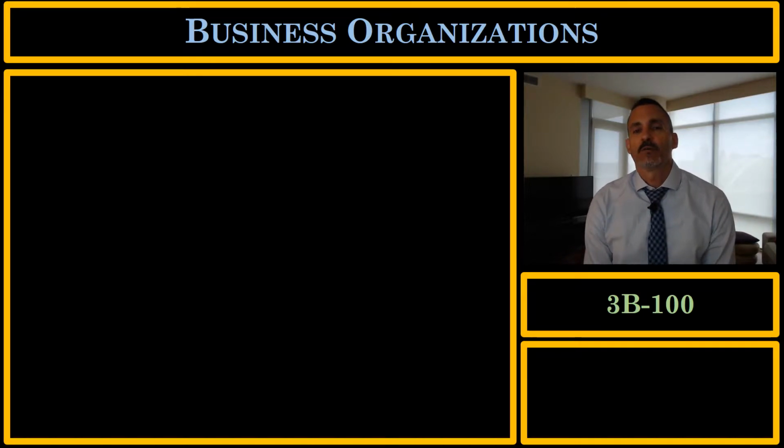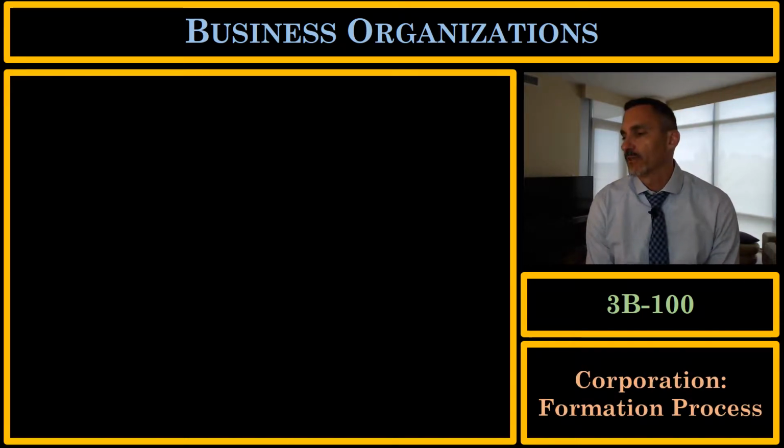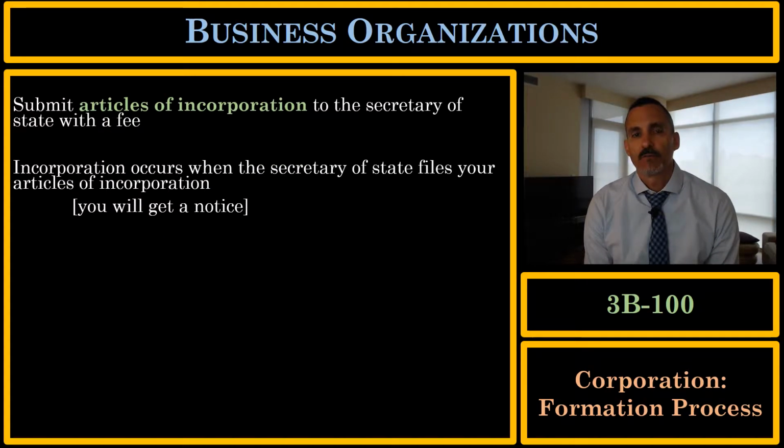Once you've selected which entity you would like to form, then you have to go through the formation process. Let's discuss the formation process for a corporation. First, you submit articles of incorporation to the Secretary of State along with a fee. Incorporation, the creation of the corporation, occurs when the Secretary of State files your articles of incorporation. You will receive a notice from the Secretary of State when that happens.